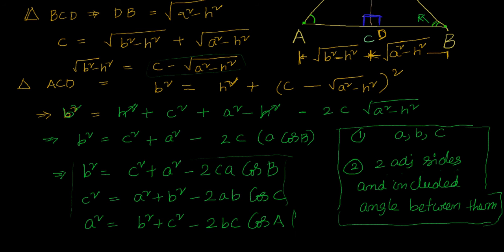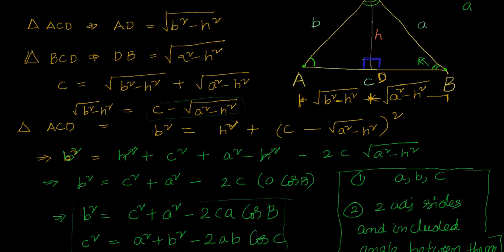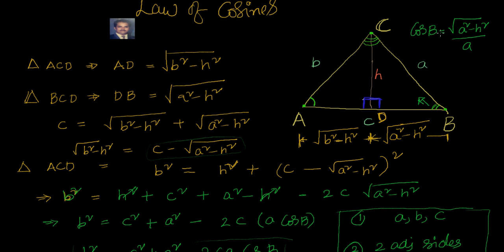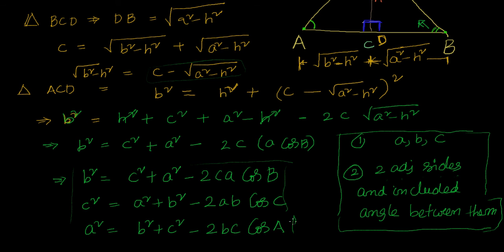But h is not known to me, so I don't want to have h there. So what I did then, I went back to this triangle and found where is square root of a square minus h square. It is there in either tan or cos, but tan will make it more complicated, so I went to cos and I found that cos b is nothing but equal to square root of a square minus h square by a, which I have substituted to get these formulas. b square equal to c square plus a square minus 2ca cos b.